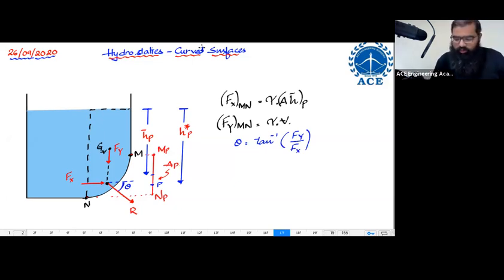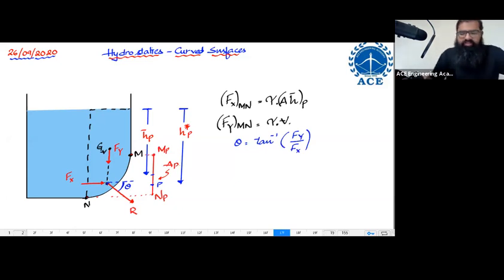I hope all of you are following the extension of line of action of Fx and Fy so as to get the point at which resultant is acting. Wherever these two lines are going to intersect, through that particular point you are going to have the resultant acting. This is the logic. Okay.